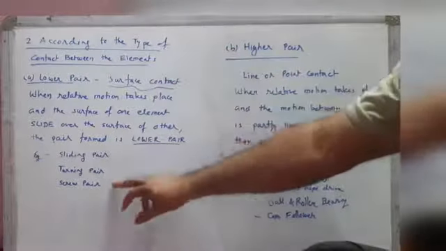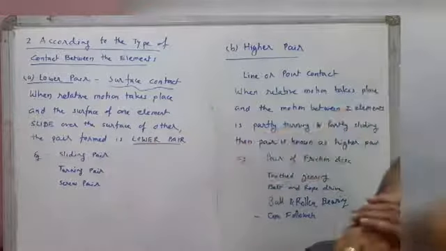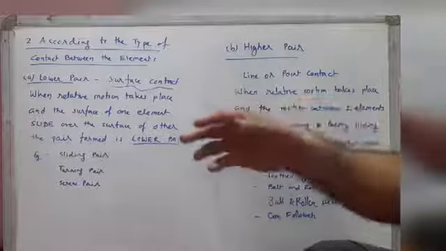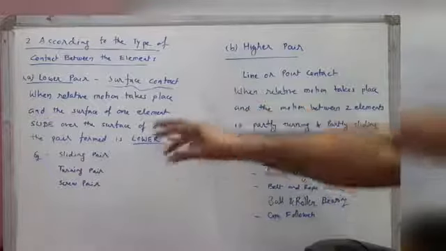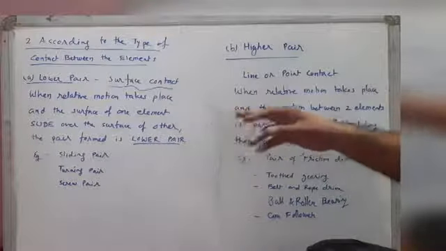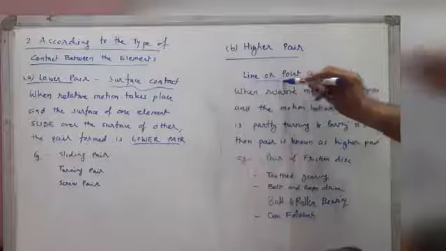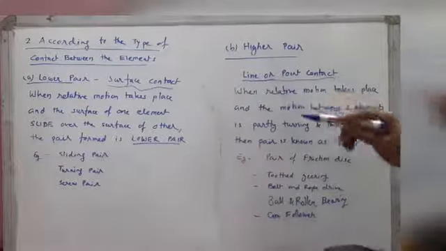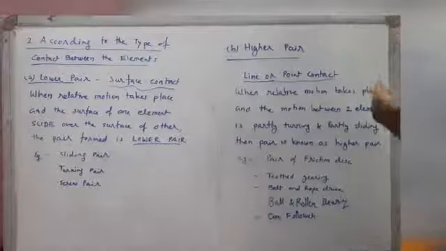These all come under the lower pair: sliding pair, turning pair and screw pair. These are the examples of lower pair. Next is higher pair. Here line or point contact is there. These are called higher pair. Only line contact is there.